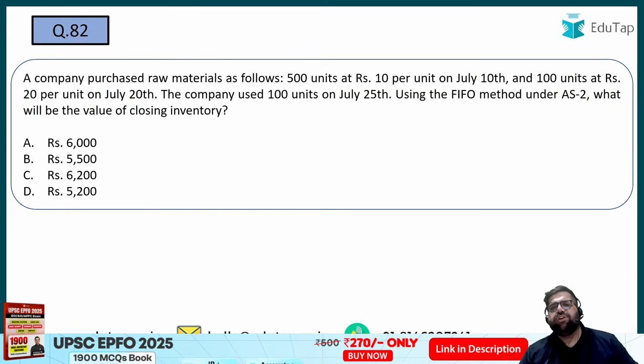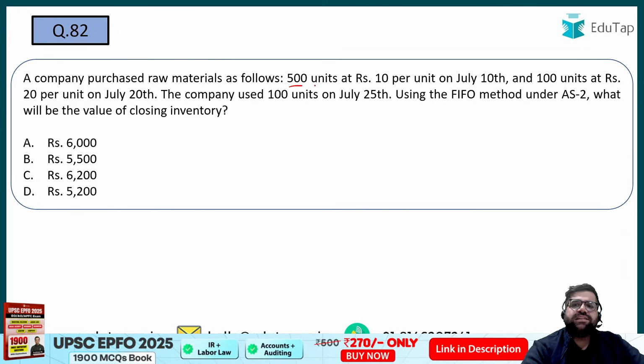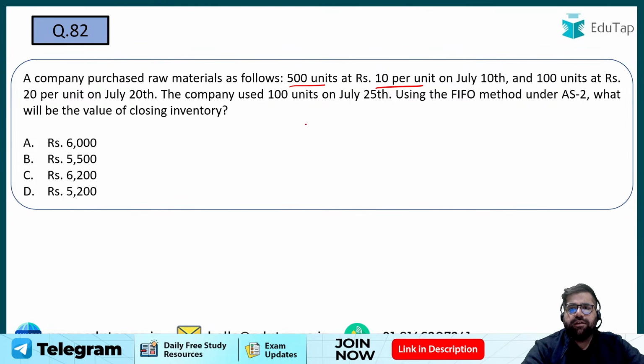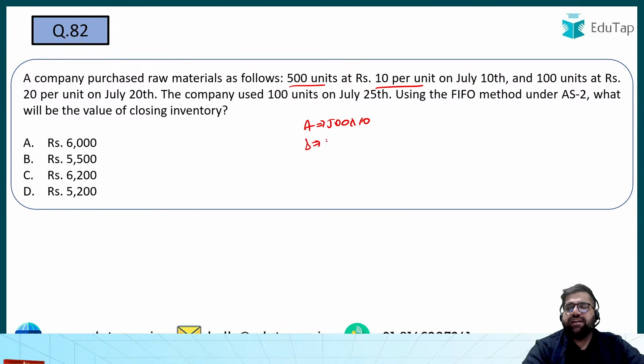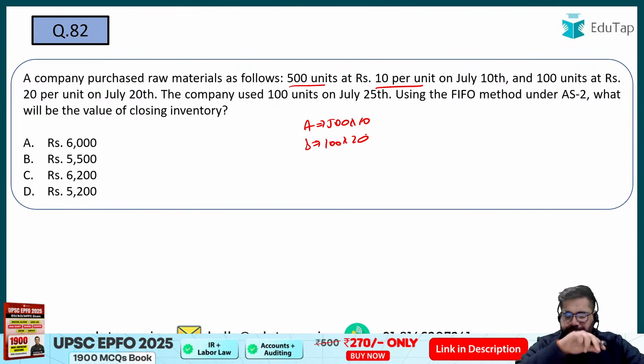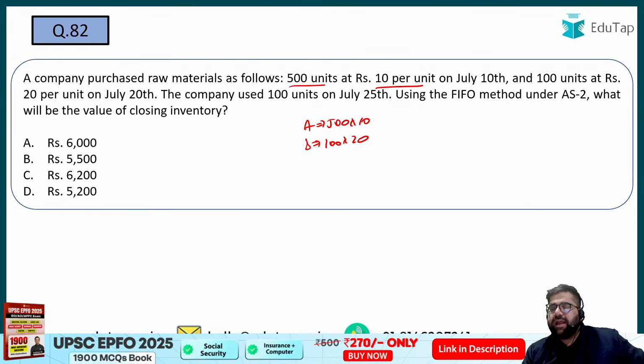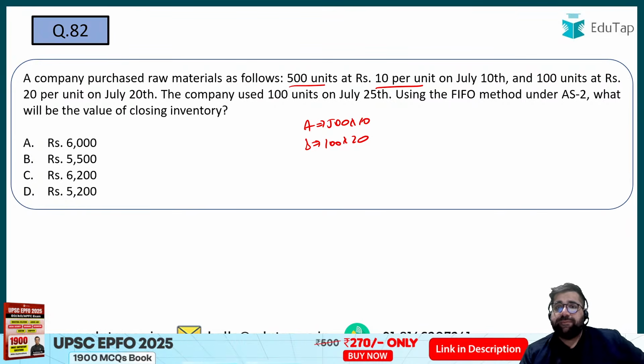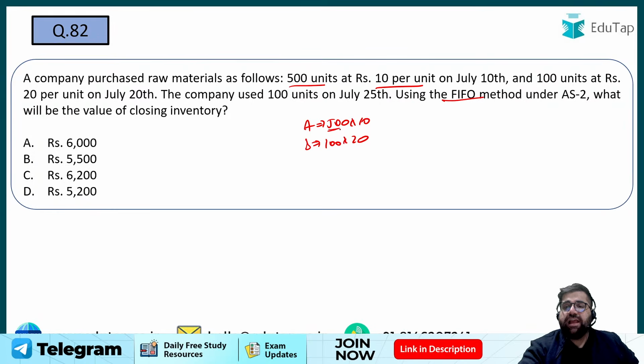A company purchased raw material as follows. So you are purchasing 500 units at 10. So this is my class A, 500 units at 10. And then you are purchasing another type 100 units at 20. Okay, as per the company policy they are using what? FIFO, first in first out. So पहले आपने 500 यूनिट्स वाले लिए थे तो वही पहले जाएंगे.